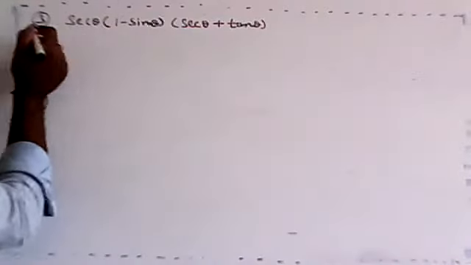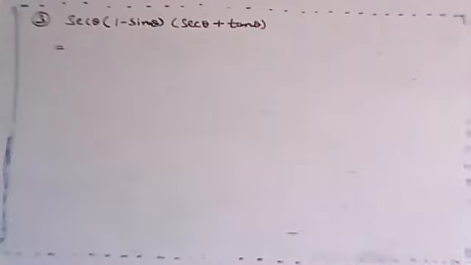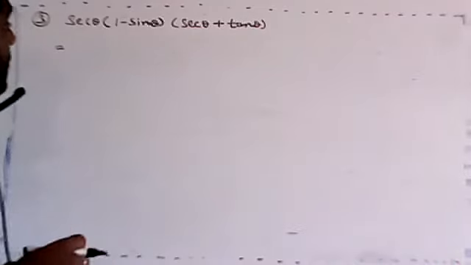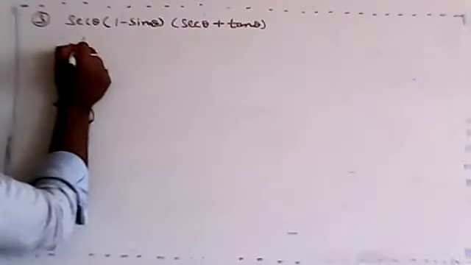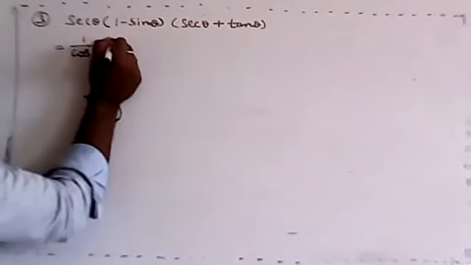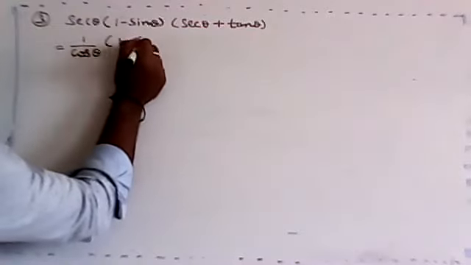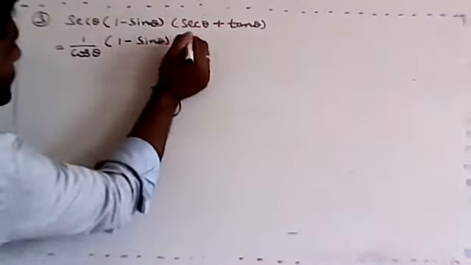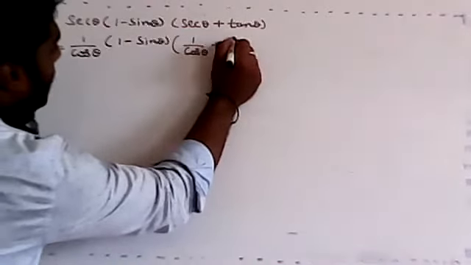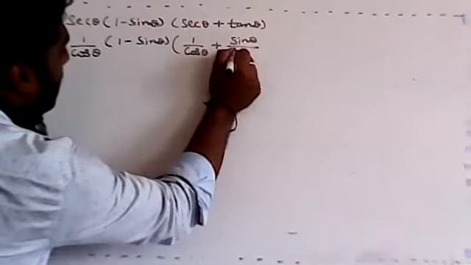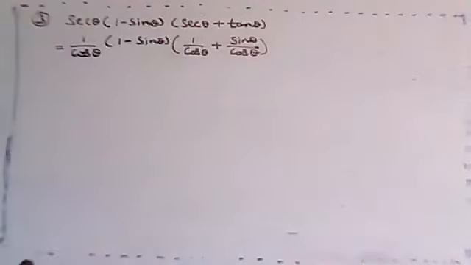So secant we write as what? Secant, A plus B into A minus B? Okay. Yes, good. But we have to simplify first, no? Secant we can write as 1 by cos of theta, 1 minus sin theta as it is. And this secant theta we write as 1 by cos theta, plus tan theta we write as sin theta by cos of theta. Sin theta by reciprocal relation. Okay, answer is what? 1, Anirudh.